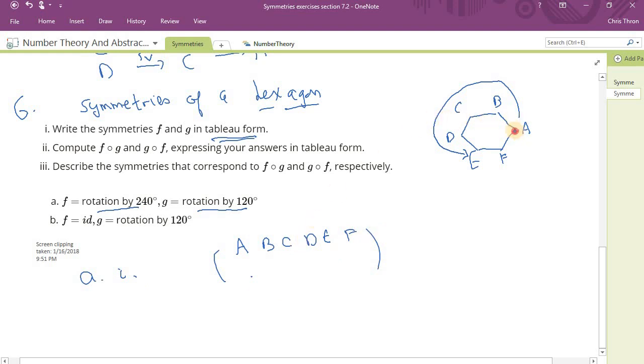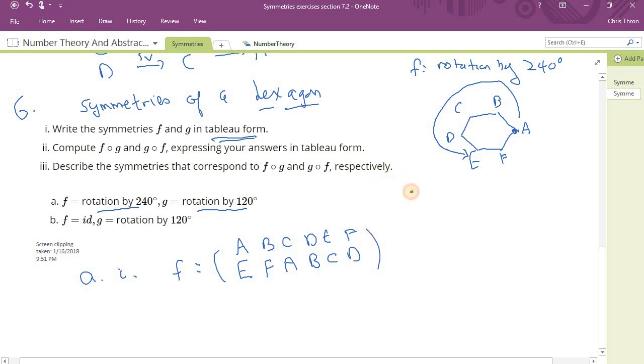Now, as I noticed, 240 is going to take A all the way over to E. And if you think about it, each vertex is going to go to the next vertex successively counterclockwise. So my B is going to go to F, my C is going to go to A, my D is going to go to B, etc. So this is E, F, A, B, C, D. So that's my F. All right, I did that quickly, but you can go back and make yourself a model, as I said. So this is the F. This is rotation by 240 degrees.